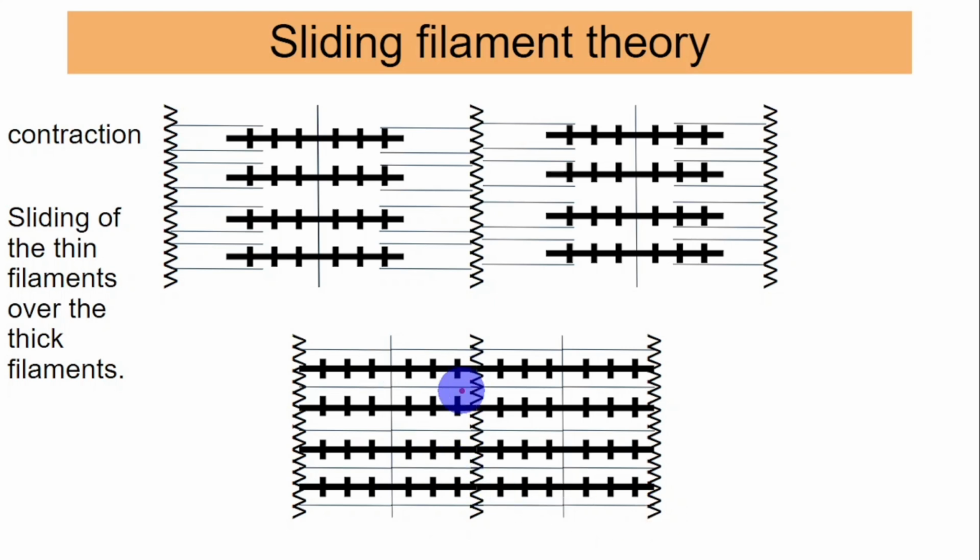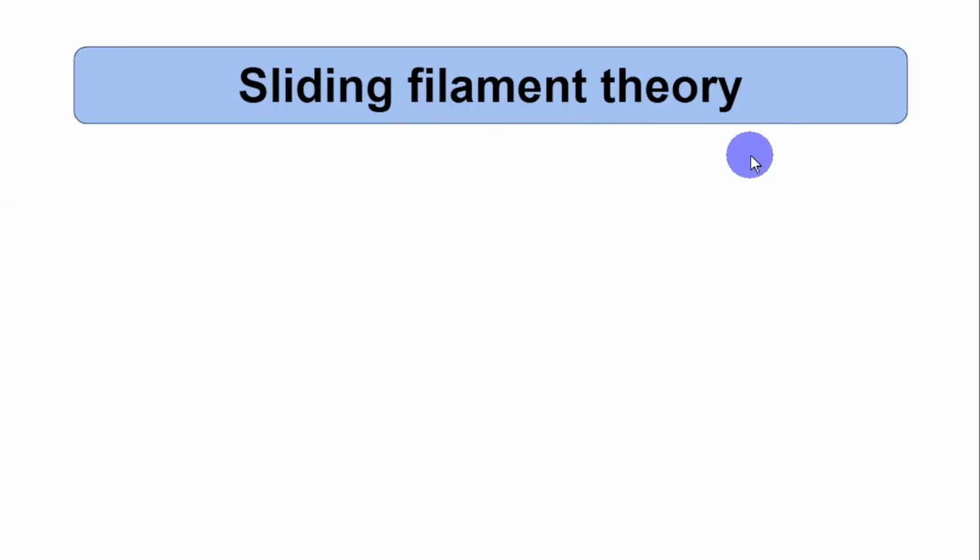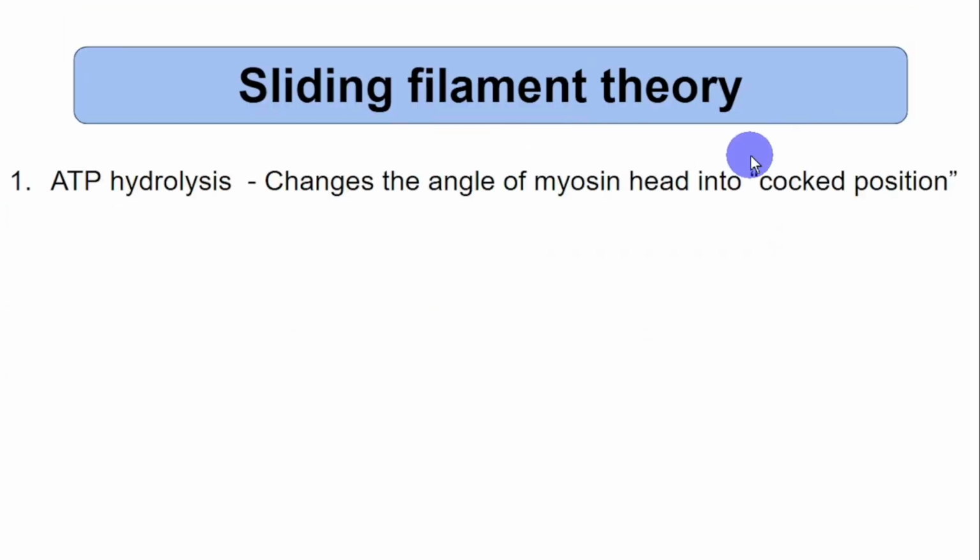And once the calcium again moves back into the sarcoplasmic reticulum, the troponin hides all the myosin binding sites on actin. So these filaments, thin filaments, they slide back into the original position, and that is called relaxation of the muscle. So according to sliding filament theory, the first step is ATP hydrolysis.